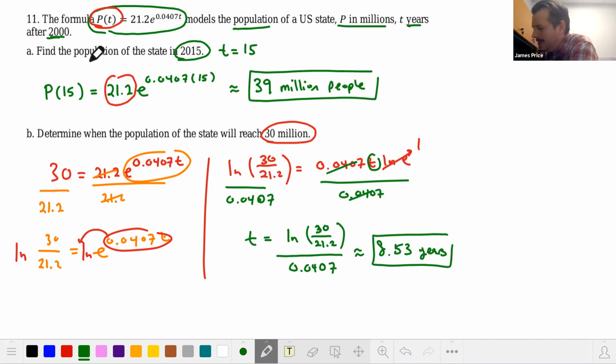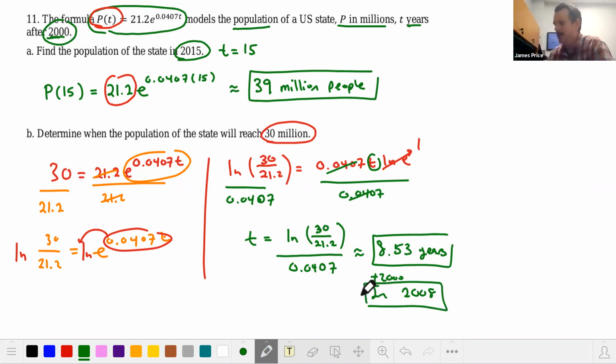Or you can add 2000 since it started in 2000, so we can add 2000 to that if you want. So in 2008 is also a good answer for that problem. Okay, so that completes the review.